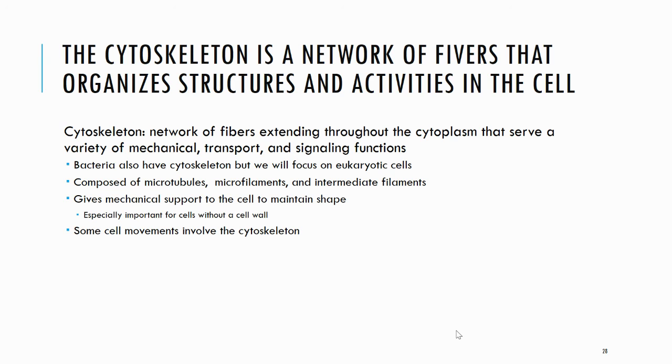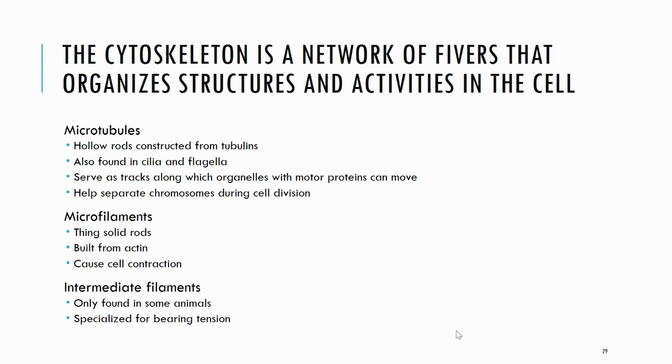It gives mechanical support to the cell to help maintain shape, which is especially important for cells that don't have a cell wall. And some movements around the cell do involve the cytoskeleton. Microtubules are hollow rods constructed from tubulins. They are also found in cilia and flagella, which are the exterior cellular structures used for movements. They serve as tracks along which organelles with motor proteins can move, and they help separate chromosomes during cell division.